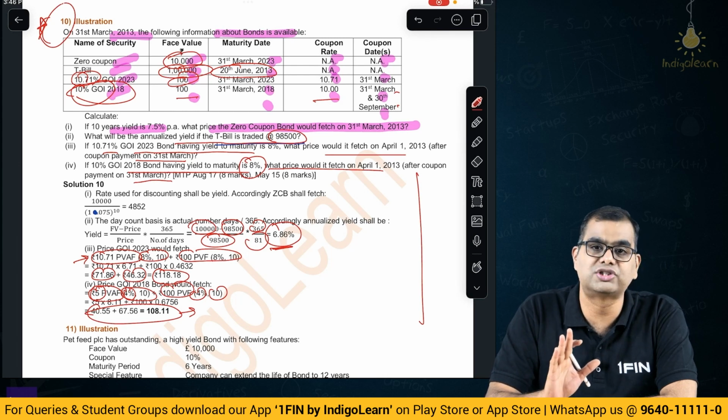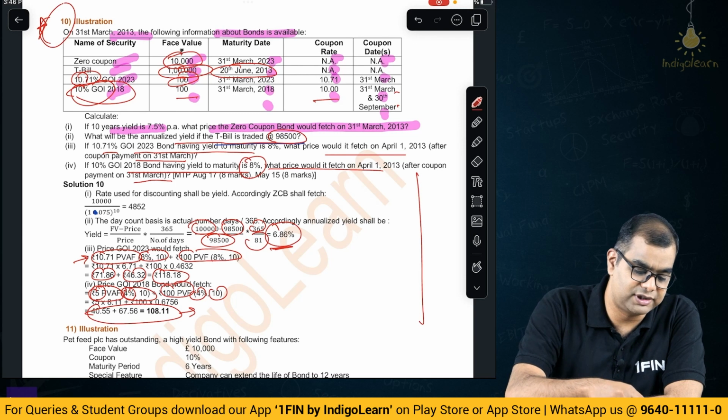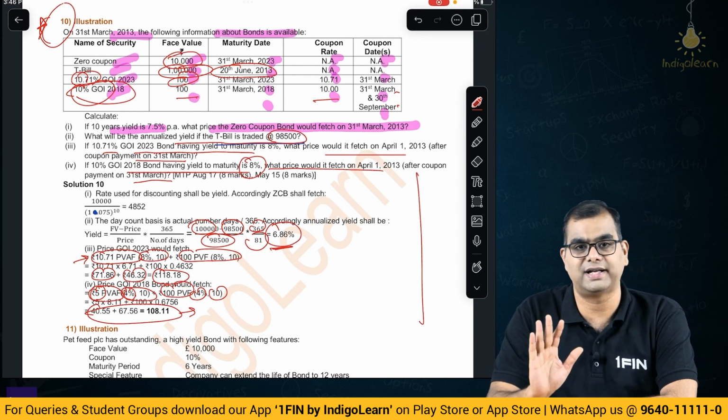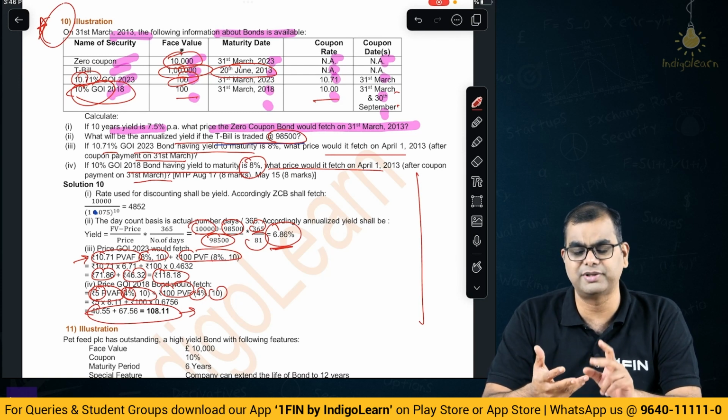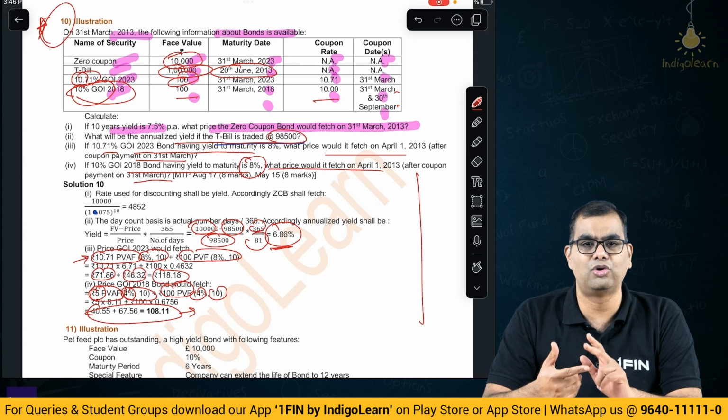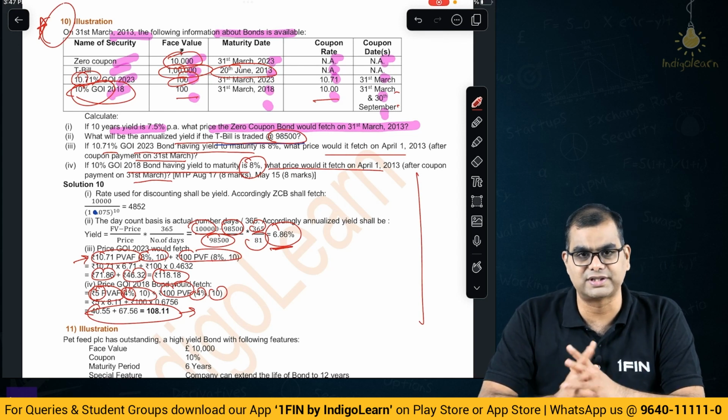And this concludes this particular revision of this chapter, the Security Valuation Bonds part as well. We have already completed Security Valuation for equities. Now we have completed Security Valuation for fixed income instruments: bonds, debentures, T-bills, repo, reverse repo, a bunch of things, whatever we have discussed so far.